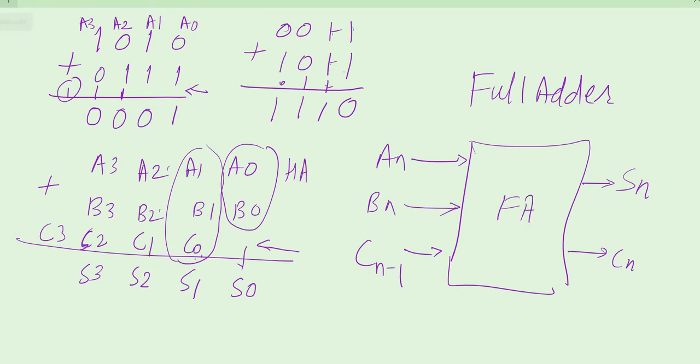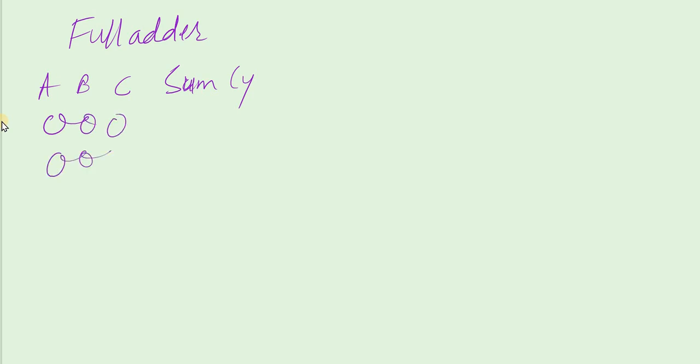Now let us design the circuit for the full adder, because the full adder is adding 3 bits simultaneously. When the 3 bits are added in the full adder, let us have the truth table of this. So A, B, C, and then there will be sum and carry. There will be 8 combinations: 000, 001, 010, 011, 100, 101, 110 and 111.